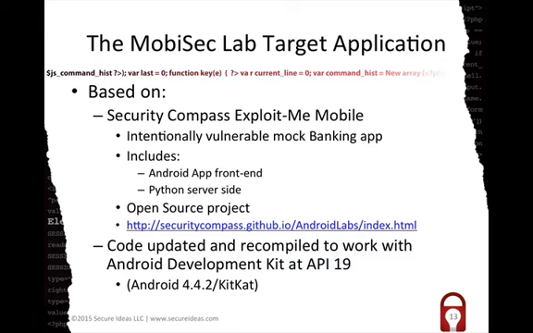So basically, what we do is we have this lab application, and granted, it is a little bit of an old one. It's the Security Compass Exploit Me mobile, and the Android version. There is an iOS version as well of this application. It's basically a banking application that has an Android app front end. So you bring that up on your emulator or your device, and then you can log in with it. And there is a Python backend, which is actually available on Mobisec as well, so you can spin that up and get that going.